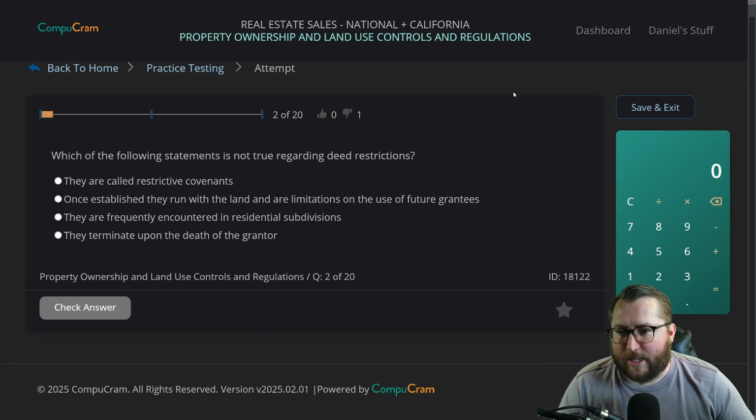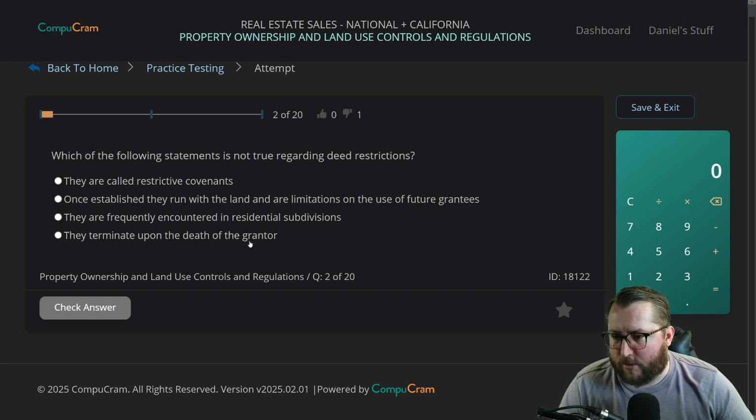Number 2. Which of the following statements is not true regarding deed restrictions? A, they are called restrictive covenants. B, once established, they run with the land and are limitations on the use of future grantees. C, they are frequently encountered in residential subdivisions. D, they terminate upon the death of the grantor. Which of the following statements is not true? We got to remember that, not regarding deed restrictions.